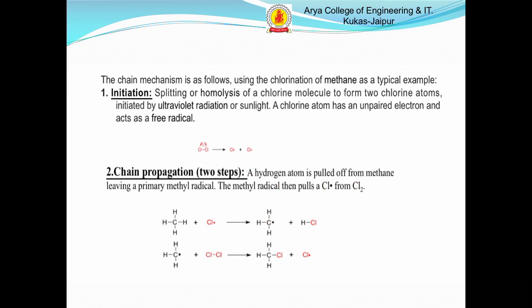Next, the free radical reaction is completed in the following steps. First is initiation. Homolysis of a chlorine molecule to form two chlorine atoms, Cl free radical plus Cl free radical. Second is the chain propagation step. In this step, a hydrogen atom is pulled off from methane, leaving a methyl radical, and the methyl radical then pulls a chlorine from Cl2.